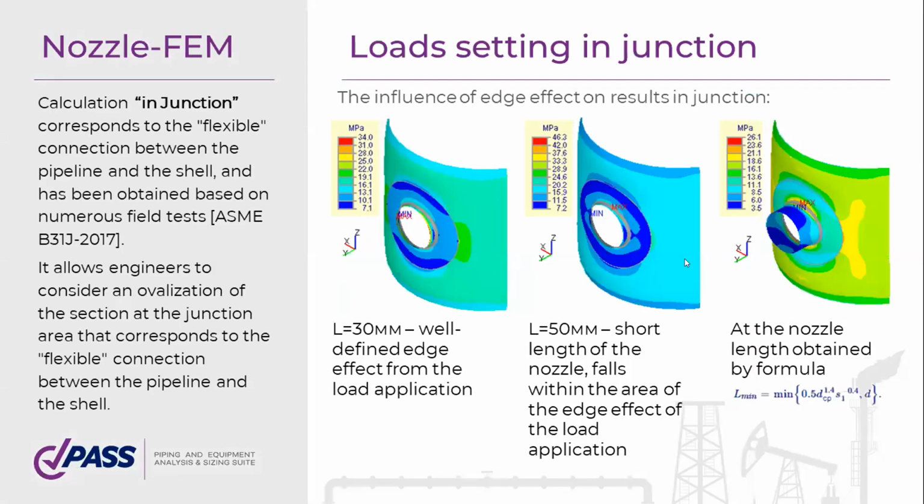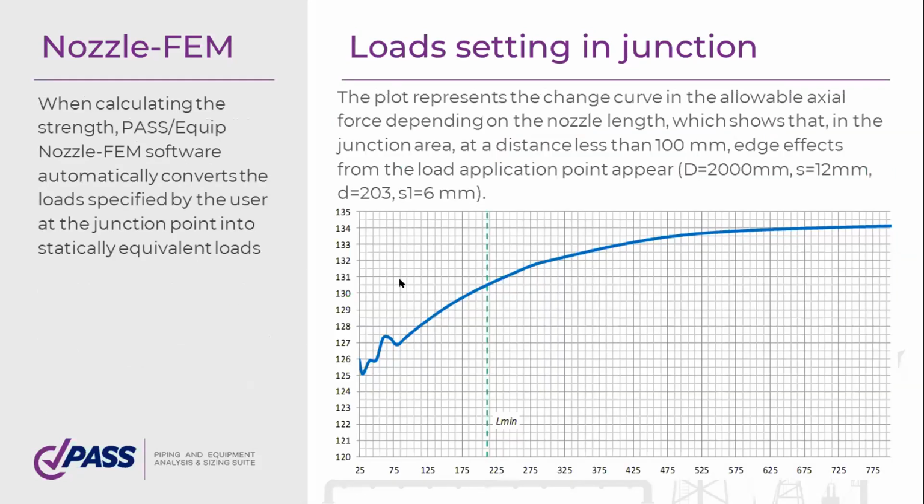You can see here, for example, that depending on the length of the nozzle, you can have a different picture. You can have some edge effects in your stress field. So the ASME document prescribes how to do this. And here you see that if you take a wrong length, you will have quite a significant effect on allowable loads. So this is also done automatically.